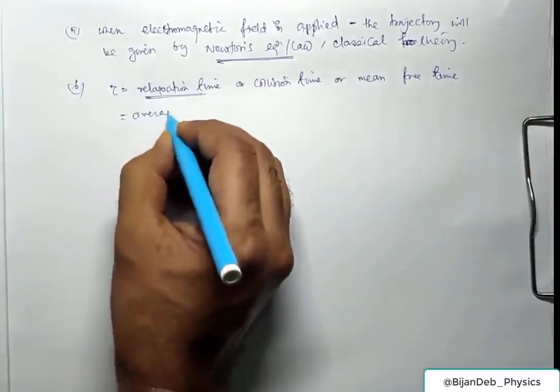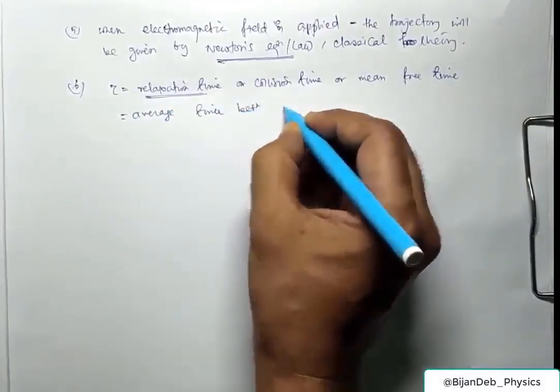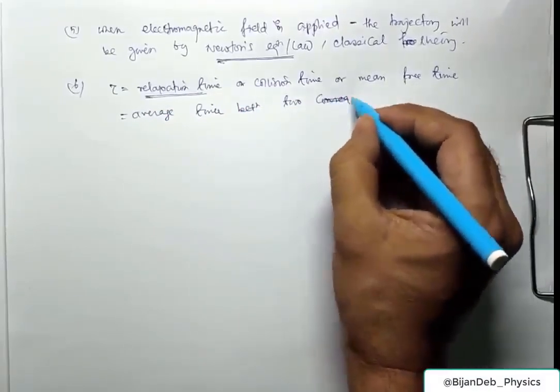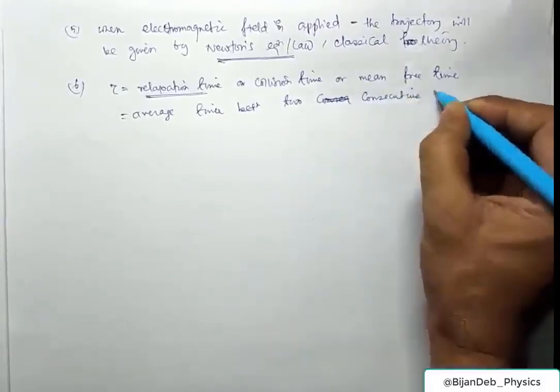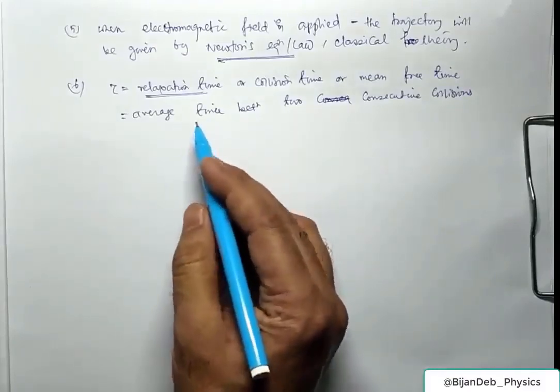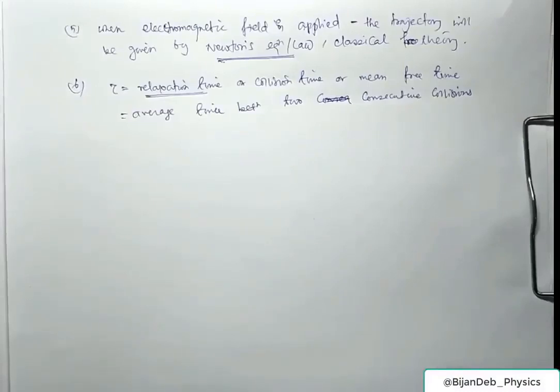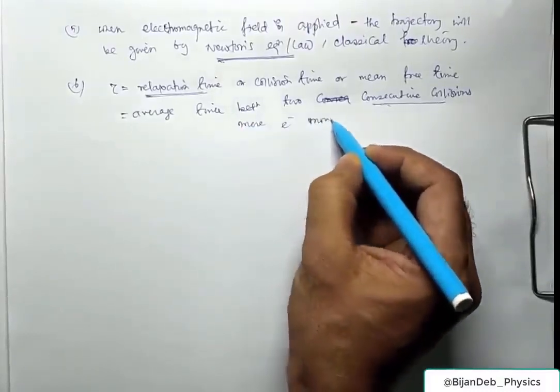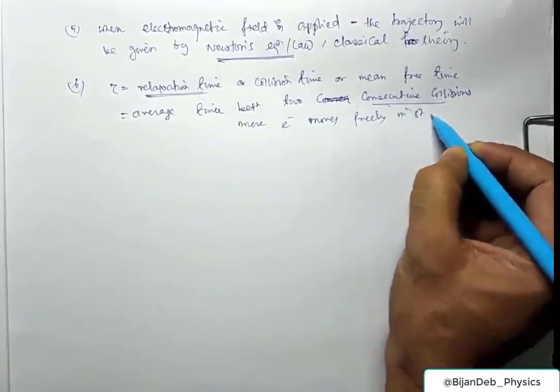It is the average time between two consecutive collisions. So as we have mentioned in earlier points, in point 3 or point 4, that in between two collisions electron moves freely in a straight line path. So there will be many different types of collisions. So the average time we get between two collisions where it is free. So average time between two collisions where electron moves freely in a straight line path.